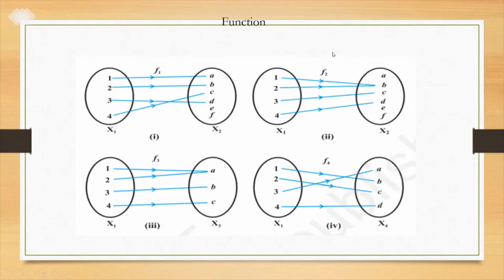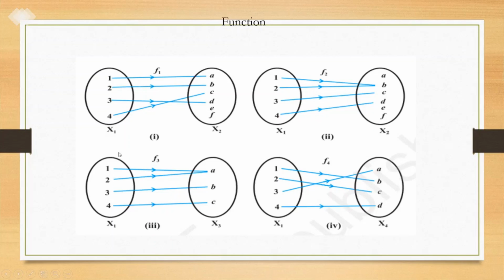So consider the same f2, right? If there is some member in Y in which there is no arrow going to that element, then that function is not onto, right? So here E and F are two members in which there is no arrow going to E and F. So which means this f2 is not onto. What about f1? Here also E and F are two members in which there are no arrows going to E and F. So f1 is not onto.